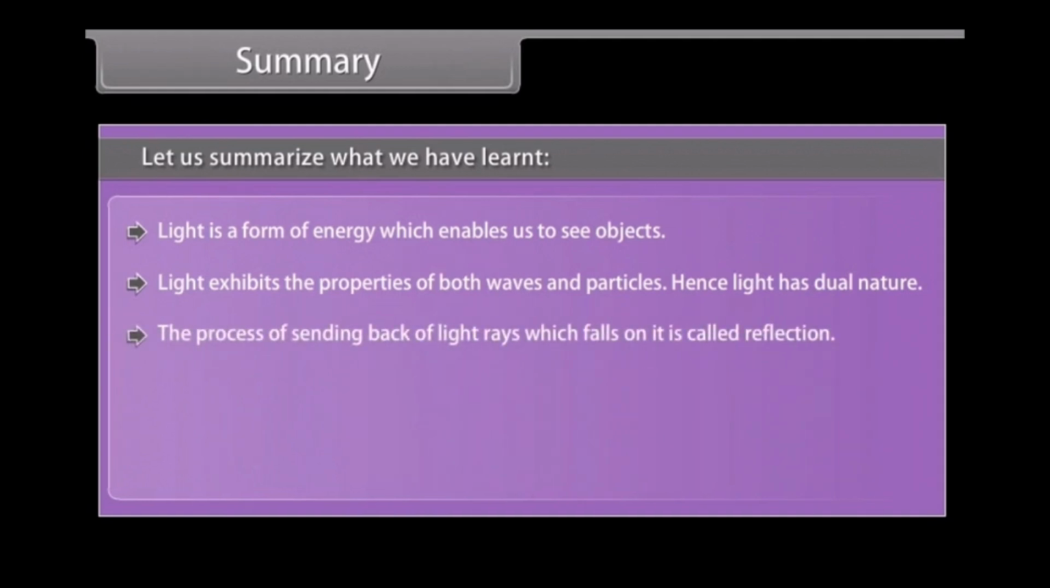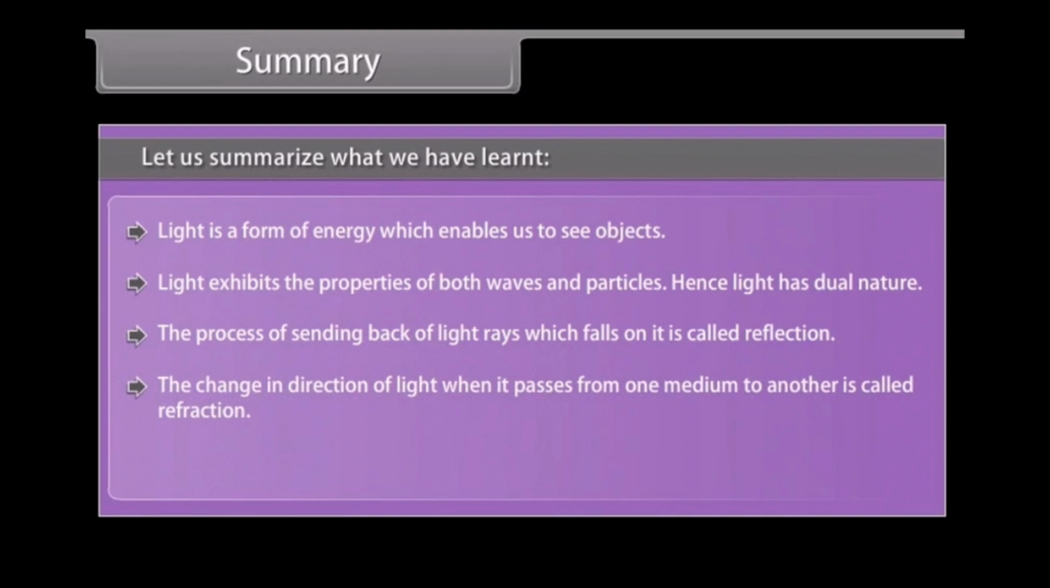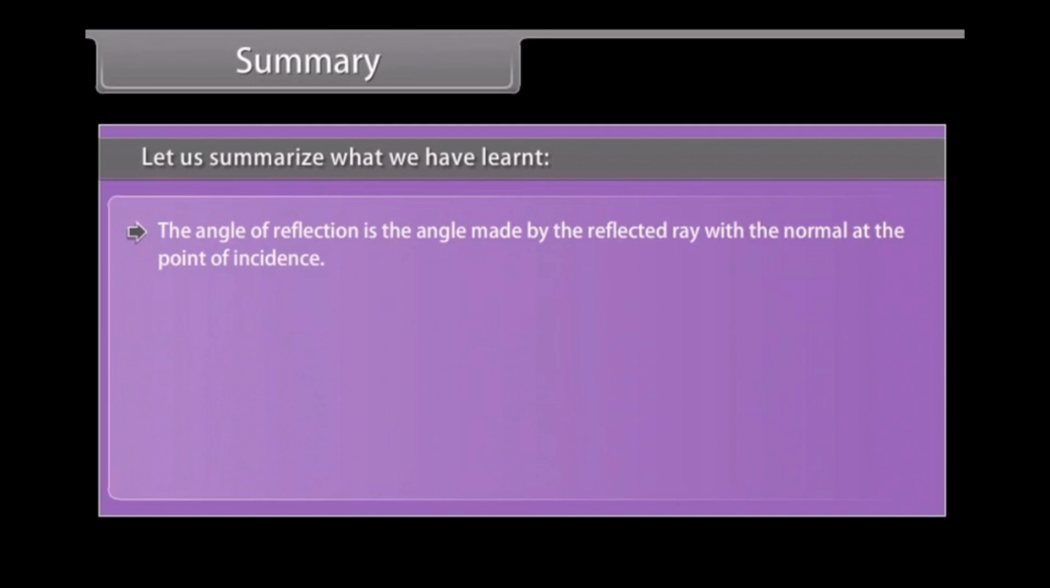The process of sending back of light rays which fall on a surface is called reflection. The change in direction of light when it passes from one medium to another is called refraction. The angle of incidence is the angle made by the incident ray with the normal. The angle of reflection is the angle made by the reflected ray with the normal at the point of incidence. The angle of incidence is equal to the angle of reflection.